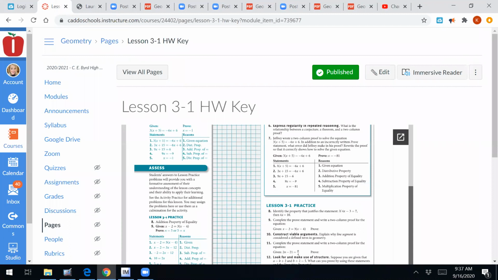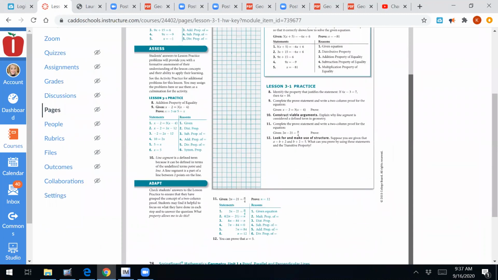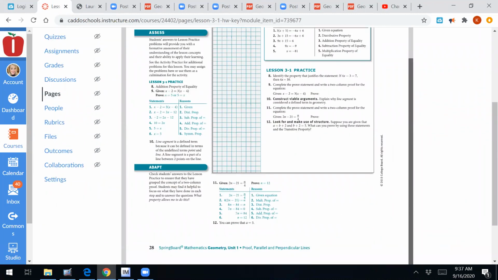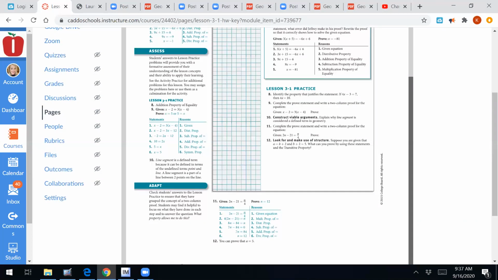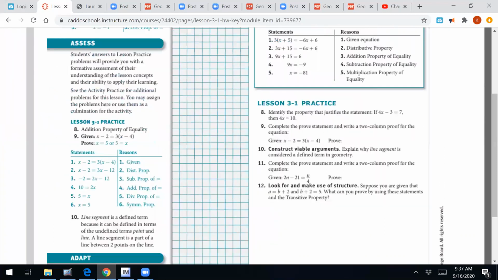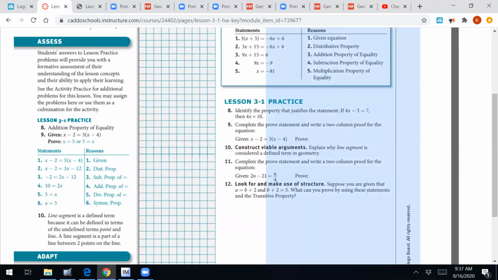All right, so your homework last night was on, what page is this? 28, page 28, lesson 3-1. The problems were 8 through 12. Okay, does anybody have questions on those that we need to? You didn't bring your book? Okay. Do you remember which one you had a question on? If you're virtual and you have a question, you can just unmute yourself, jump in.